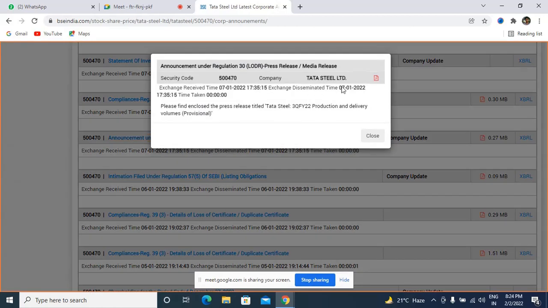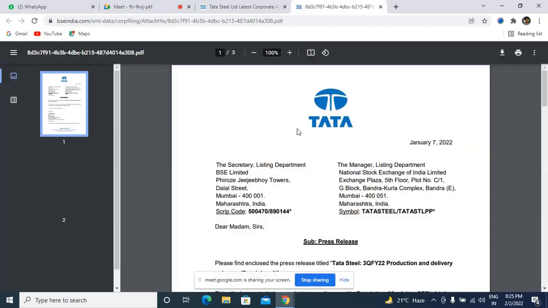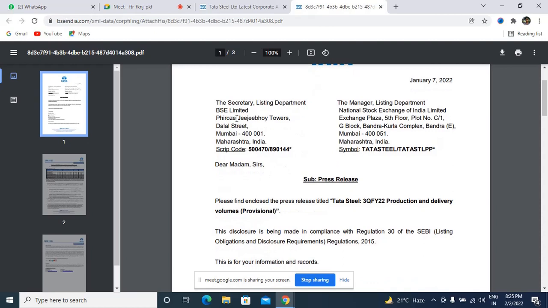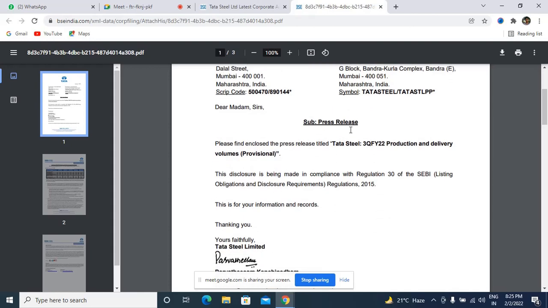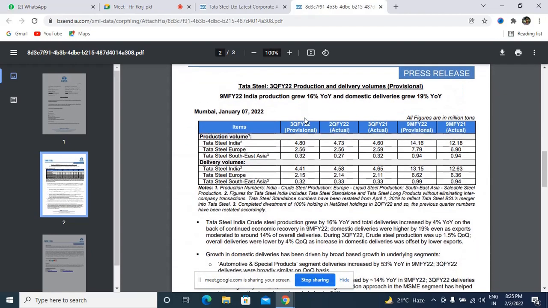Click on this one. View this PDF. Now if you scroll down, it is there. You can see it is to the BSE, to the NSE, National Stock Exchange, and Bombay Stock Exchange. Subject: press release. What they are releasing here, please find enclosed the press release titled Tata Steel 3Q, third quarter of FY22 production and delivery volumes. And this is provisional. This is not 100% perfected, but it's provisional data. So you just scroll down, all of you.